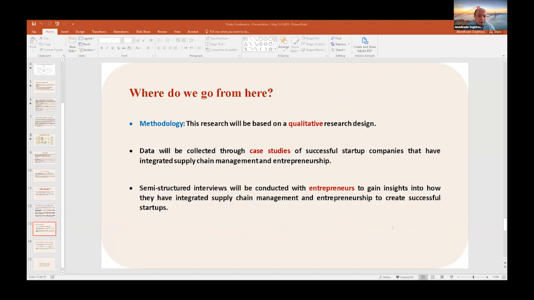So where do we go from here? Essentially, this is ongoing research where the contribution is conceptual, but in the process, I'm working on a qualitative research design to develop case studies of successful startup companies that have integrated supply chain management and entrepreneurship. To do that, I will continue to do semi-structured interviews with entrepreneurs to gain insight on how they have integrated supply chain management and entrepreneurship to create successful startups.